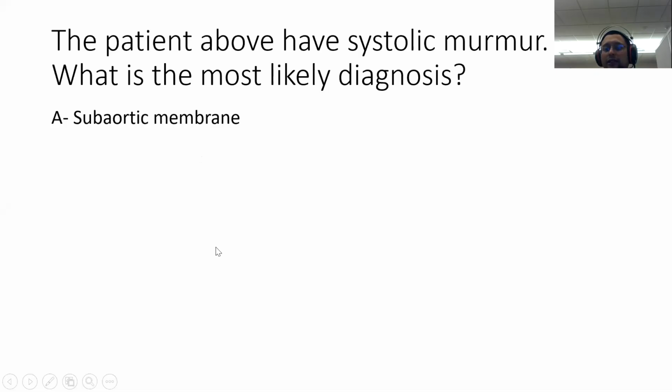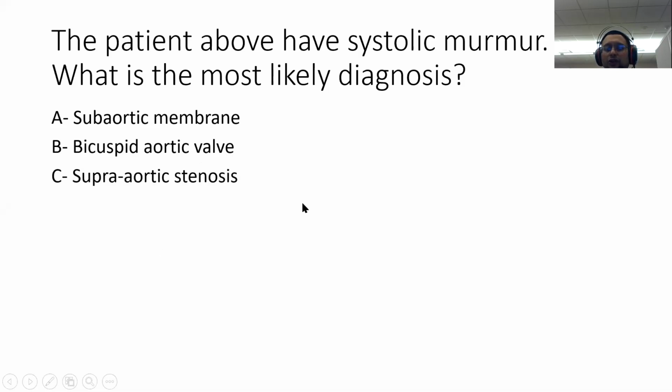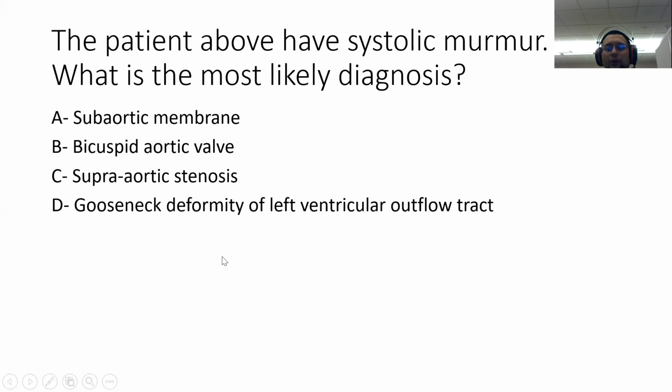So the likely diagnosis is subaortic membrane. The patient has a tri-leaflet aortic valve. This is not supra-aortic stenosis. This is not gooseneck deformity. You remember this item, gooseneck deformity, you know?